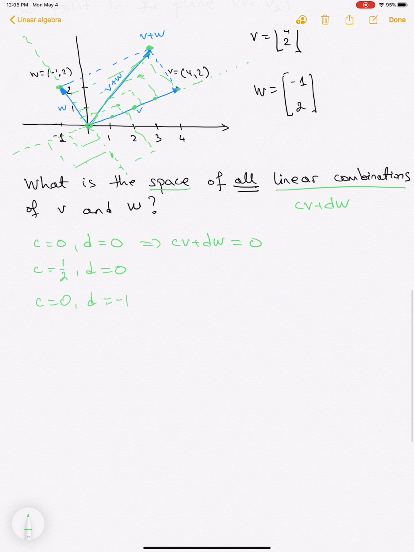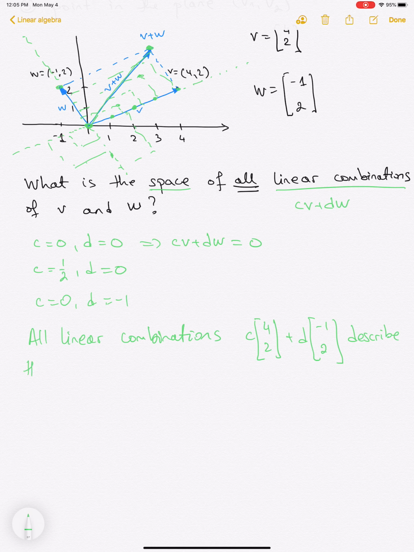So all linear combinations of the form C times (4, 2) plus D times (-1, 2) describe the entire plane.